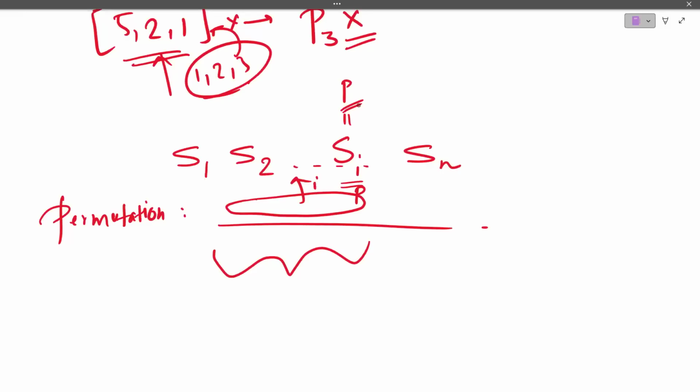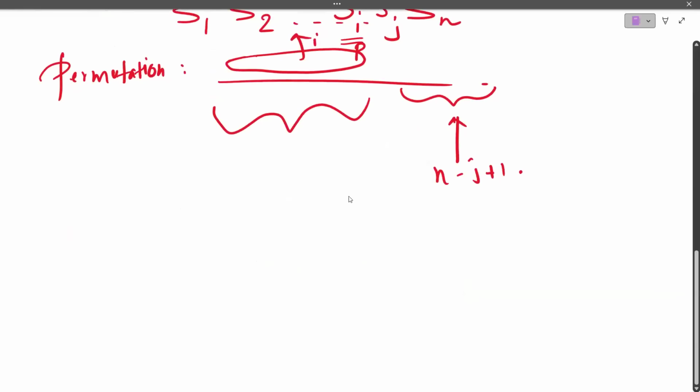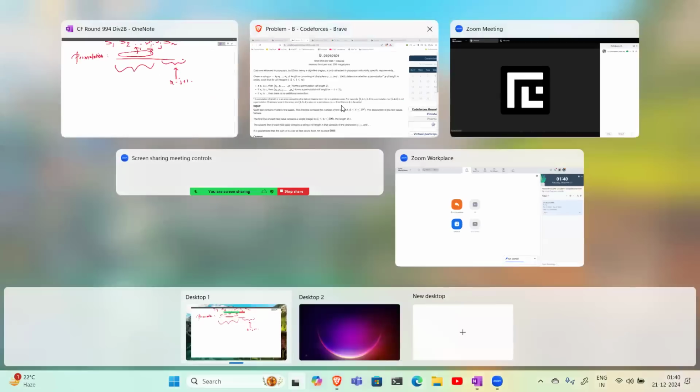And suppose there is one more character Sj, which is equal to S. So basically the condition is that if Sj is S, then this part of the string should be a permutation of whatever length the remaining suffix is, n minus j plus 1. So this part should also be a permutation of length n minus j plus 1. Okay, let us quickly understand this with an example.